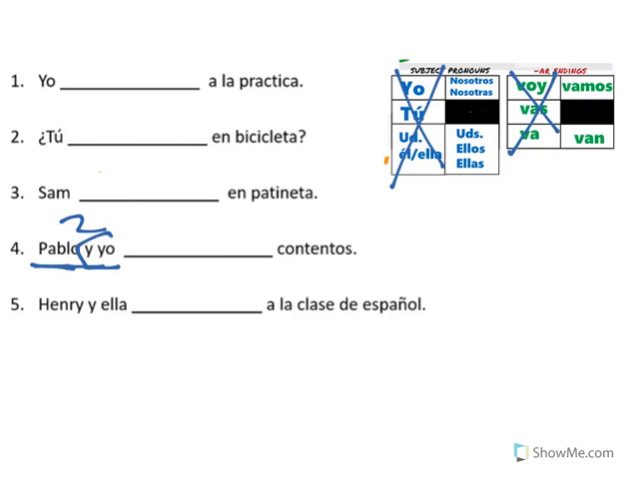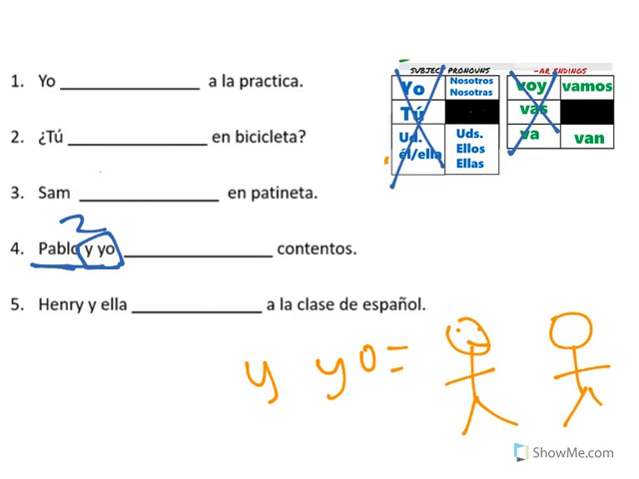It says y yo. Remember, if it says y yo, it means and I. Y yo means that I am included. I'm included in addition to Pablo, or Pablo in this case. So that means that there's two of us, and it's we. So this means we. Nosotros, nosotras. So our verb to say we go is vamos. So, vamos.